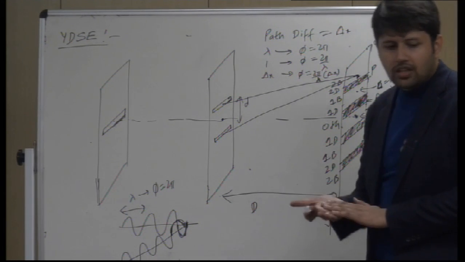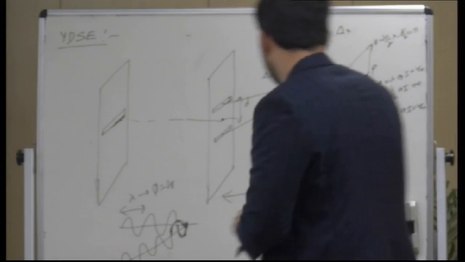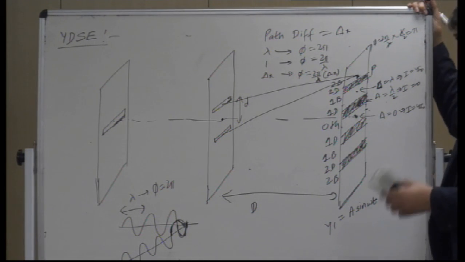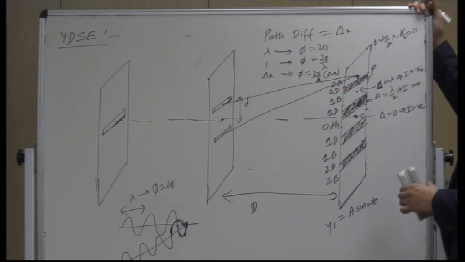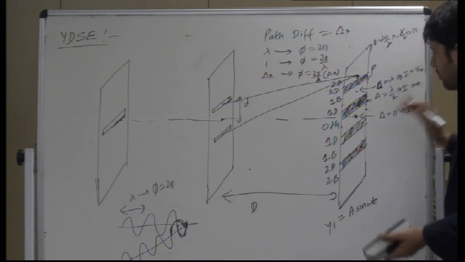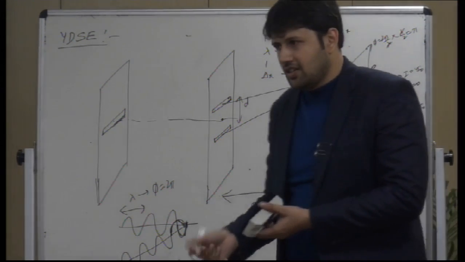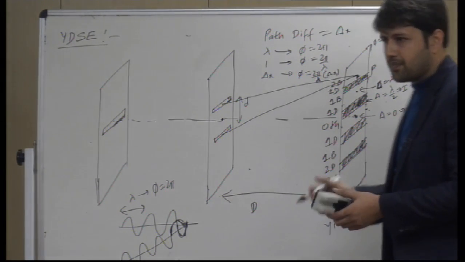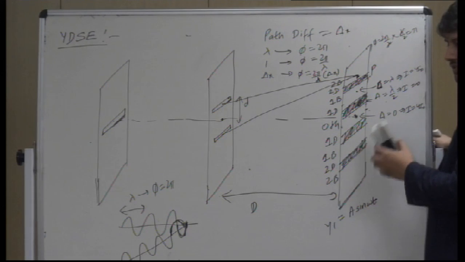Okay, so let's try to find the general condition and the position of fringes. Can I erase this? This is actually what happens in the real-world experiment, and we would be drawing a 2D image of this. Okay, can I erase this?